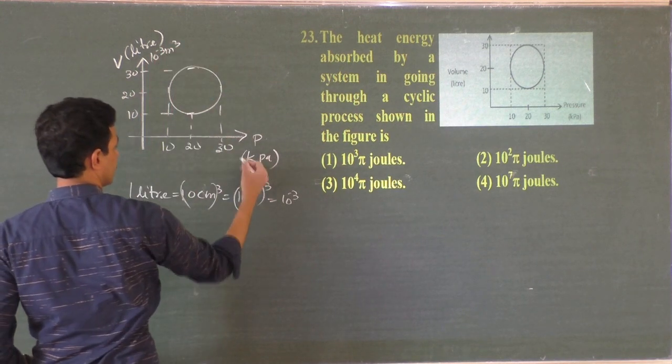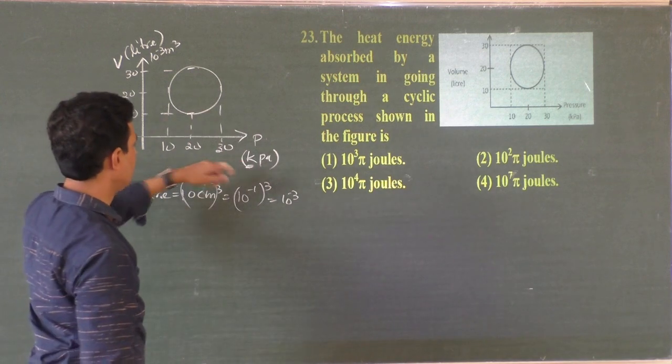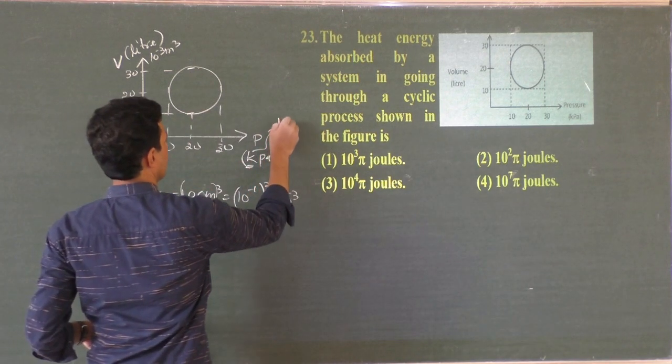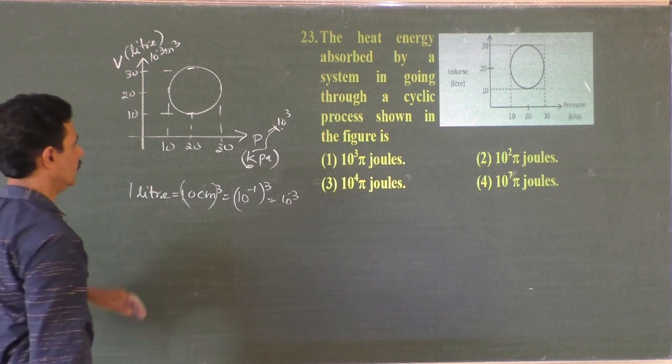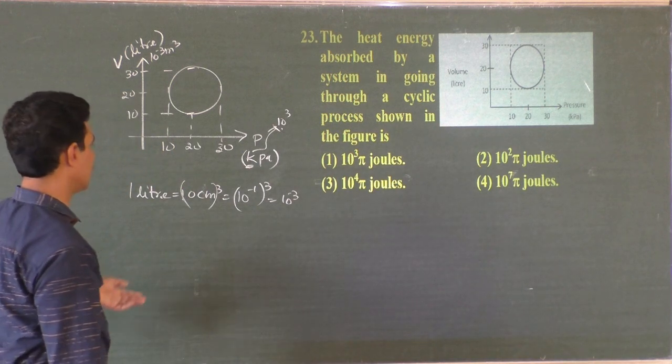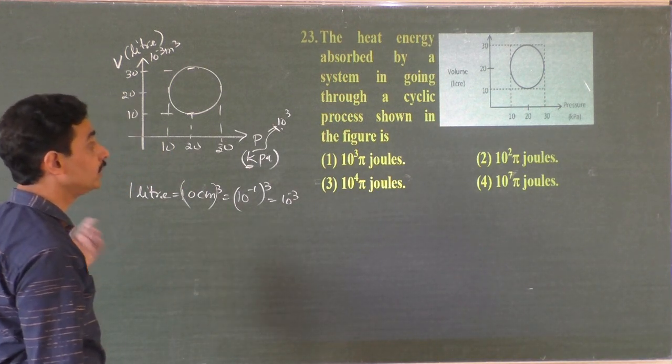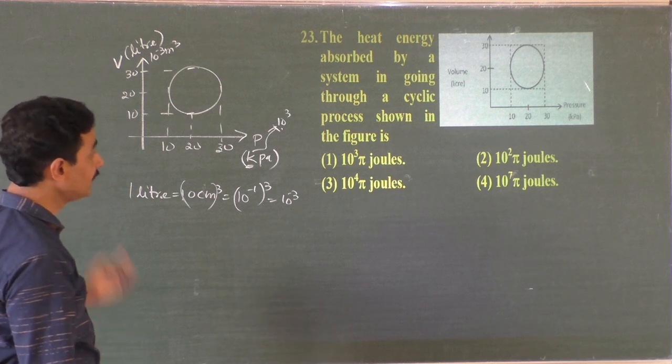Here you have kilopascal, kilo. When you multiply 10 to the power 3 and 10 to the power minus 3, it gets cancelled. So you will get it in joules, work done. But they are not asking you work done. They are asking you heat energy absorbed.